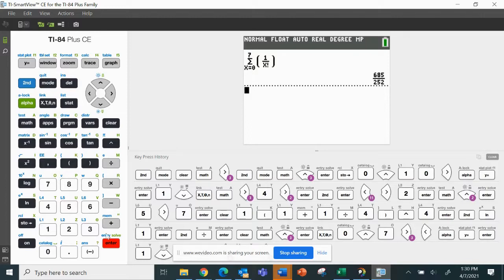Oh, shoot. I need to do that so it's not a fraction, because it'll give me a fraction answer. Hold on a second. I'm just going to make it 1 divided by instead of 1 over.